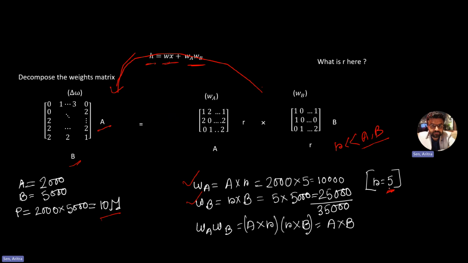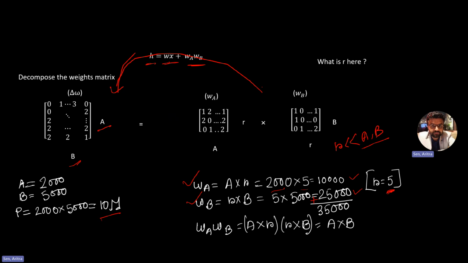Now, how we choose this 5 is kind of a hyperparameter to the model, but I will show you certain results from the LoRA paper, which will give you some ridiculous results. You can go ahead with very small numbers for this rank and still get very good performance. For example, here the dimensions for WA are 2000 into 5, which gives you 10,000. Similarly for WB, it's 25,000. If you sum these two, you will get the total number of model parameters as 35K.